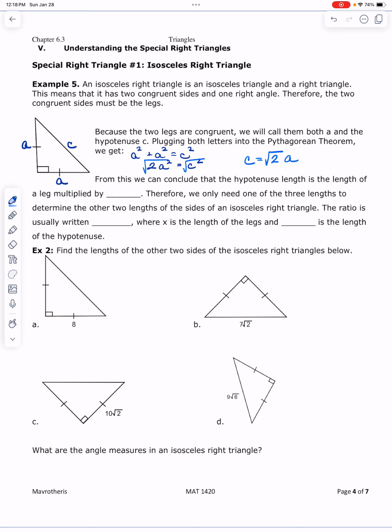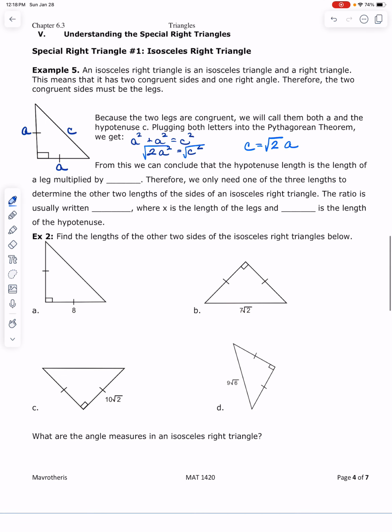A. 2 is not a perfect square. I'm leaving that under the radical. A squared is a perfect square, though. So any hypotenuse in an isosceles right triangle is the length of the leg multiplied by the square root of 2. Therefore, we only need one of the three lengths to determine the other two lengths of the sides. The ratio is usually written as x to x to x square root of 2.